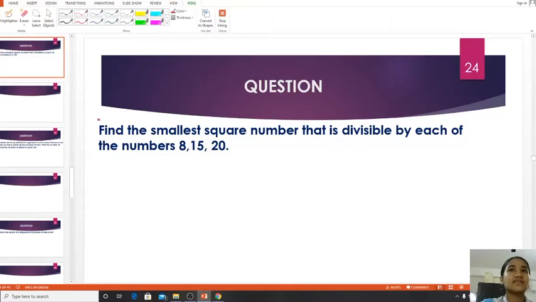Okay, so in our previous session, we had solved a few sums. So today also we'll be solving a few sums so as to become more perfect in it. So let's proceed with today's class.